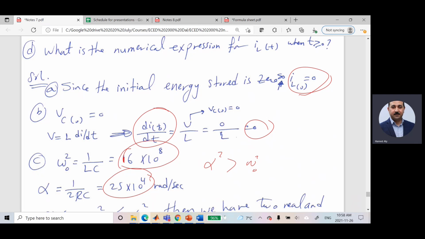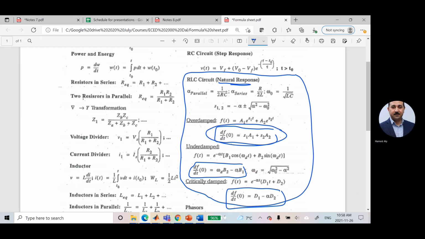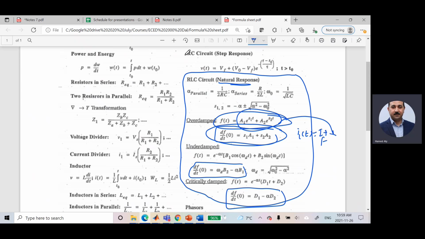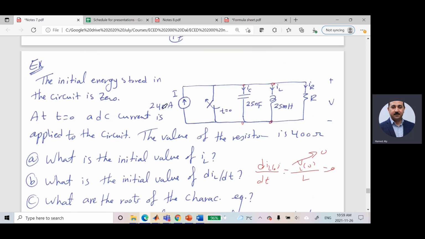It's overdamped. So since you are talking about overdamped, I'm going to see the overdamped equation in the formula sheet, which is this one. But again, what is f of t? It's iL of t. So based on that, I can say iL of t is equal to IF, don't forget, plus those guys. What is the value of IF? Actually, the value of IF here is equal to 24 milliamps.